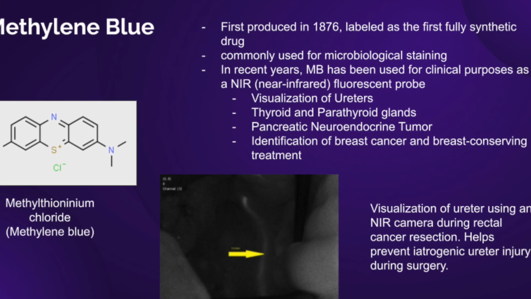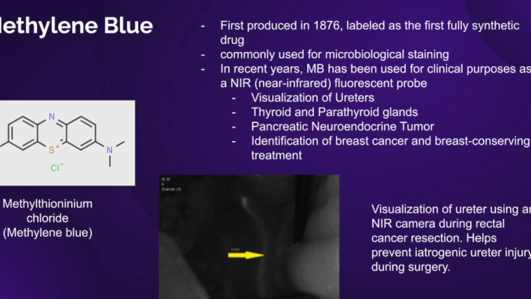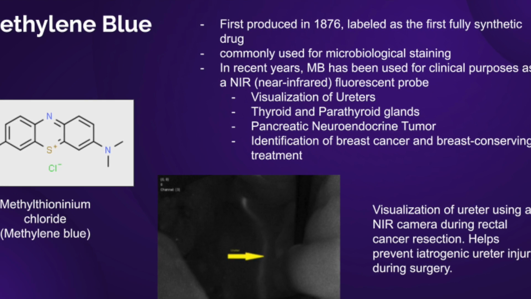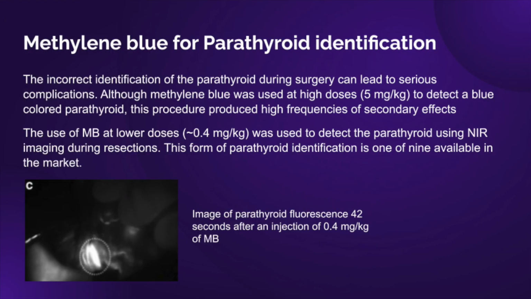In the case of imaging ureters, methylene blue prevented surgeon-caused injury by illuminating this duct and preventing serious complications. Other case studies of methylene blue in patients show the detection of the parathyroid so that it may be avoided during surgery. In the past, methylene blue as a stain was used to color the parathyroid but required high doses of the organic dye. This led to high frequencies of secondary effects.